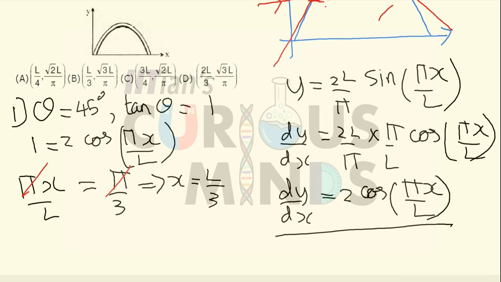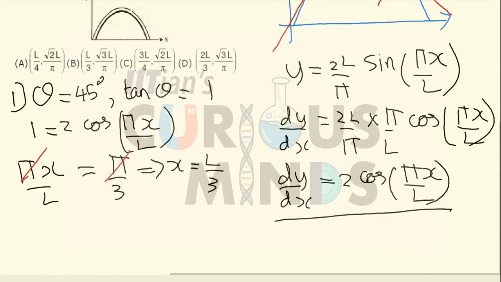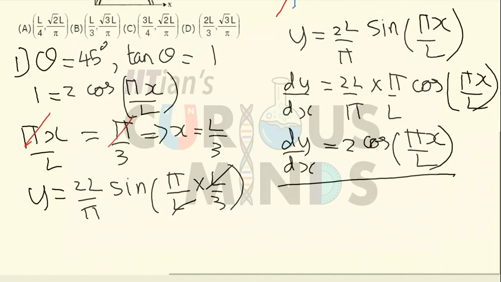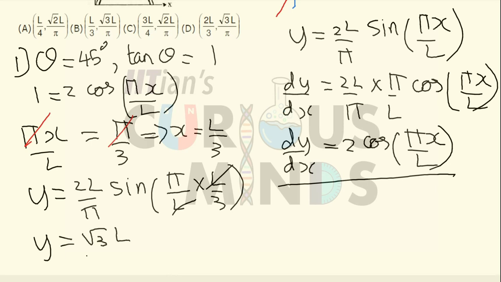When x is equal to l by 3, let us find out the y coordinate. So y will be equal to 2l divided by pi sin pi by 3. Sin pi by 3 is equal to root 3 divided by 2. So y will be equal to root 3 l divided by pi, as 2 and 2 cancel out. This is option number B. This is the first answer.